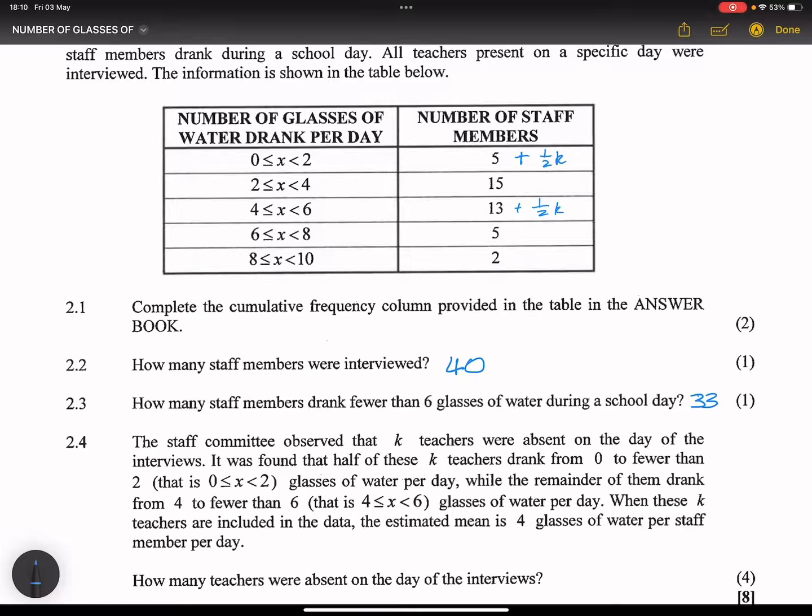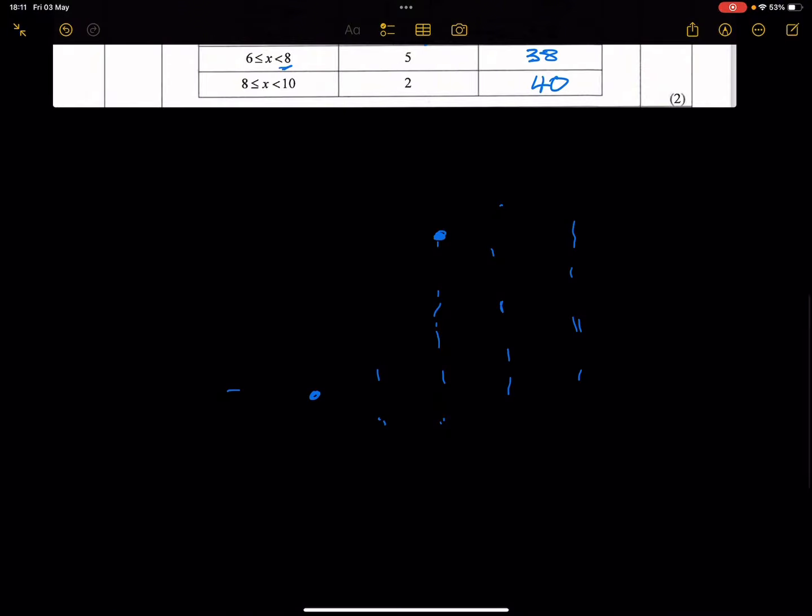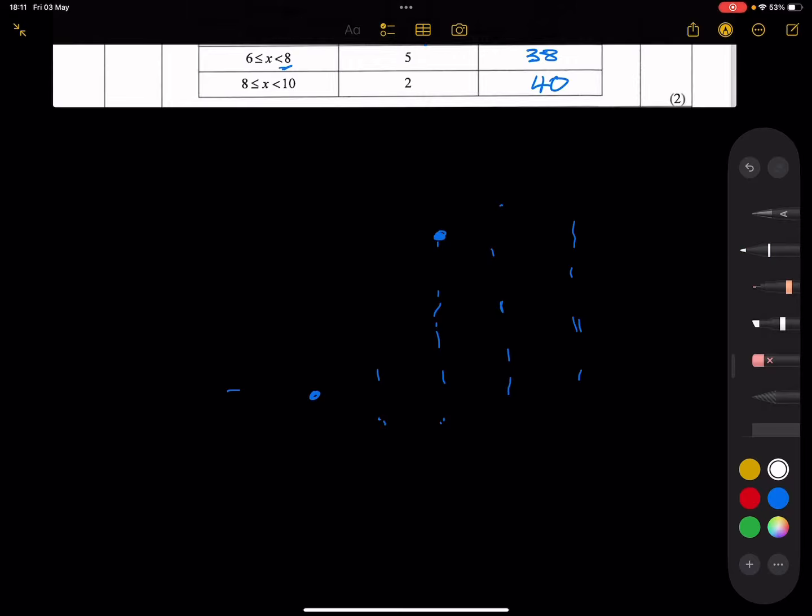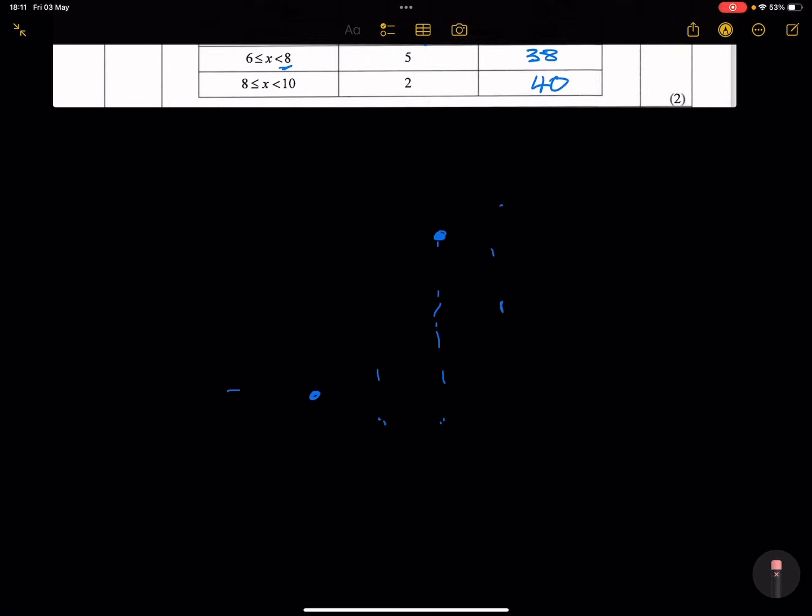And then they say when these K teachers are included in the data, the estimated mean is 4 glasses of water per staff member per day. How many teachers were absent? Now, ladies and gents, remember what we do when we calculate the mean here is to get the mean value. Let me just remove all of these.